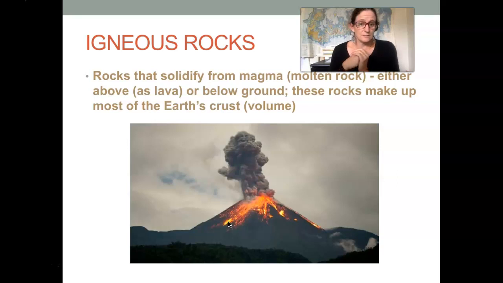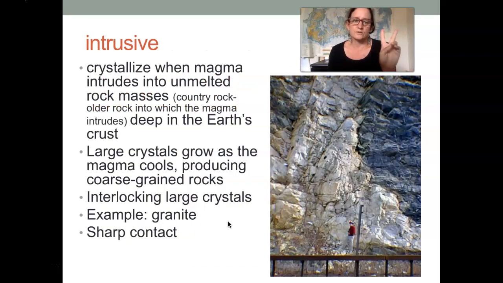And sedimentary rocks, remember, make up the outside of the earth, 75% of the exposed rock at the surface. Igneous rocks make up most of the crust, most of the earth. There are two kinds. The first is intrusive.